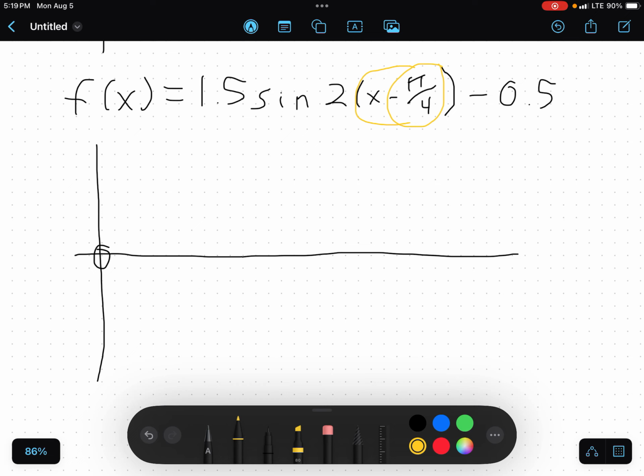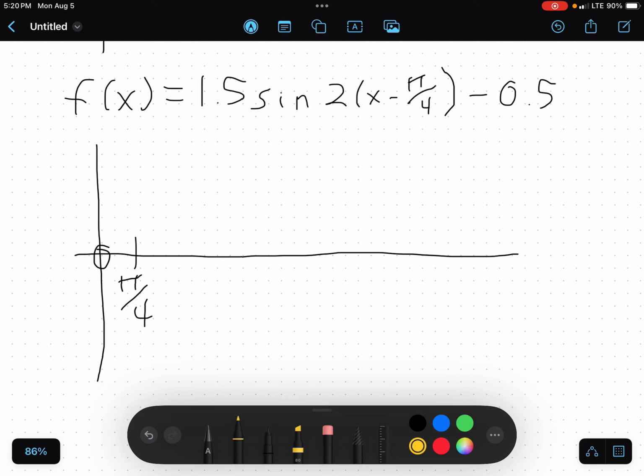Pi over 4. Well, then guess what? Pi over 4 is our starting point. So I'm going to put pi over 4 here. And the way that works is if I was to plug in pi over 4 for x, then I'm doing sine of 2 times 0, which is still a sine of 0, and sine of 0 is where we want our starting point to be.